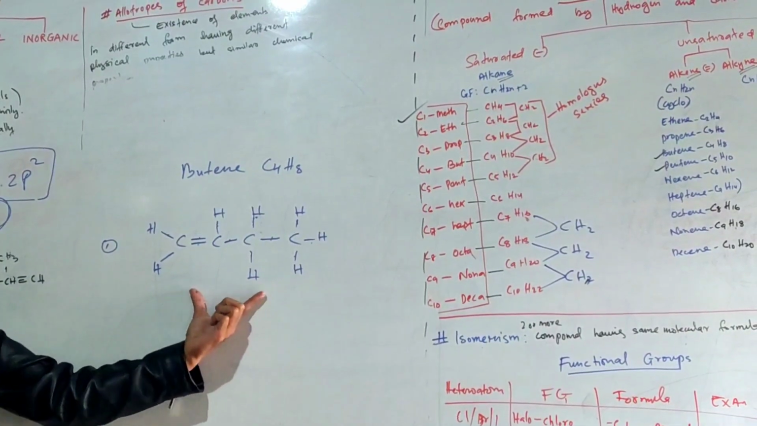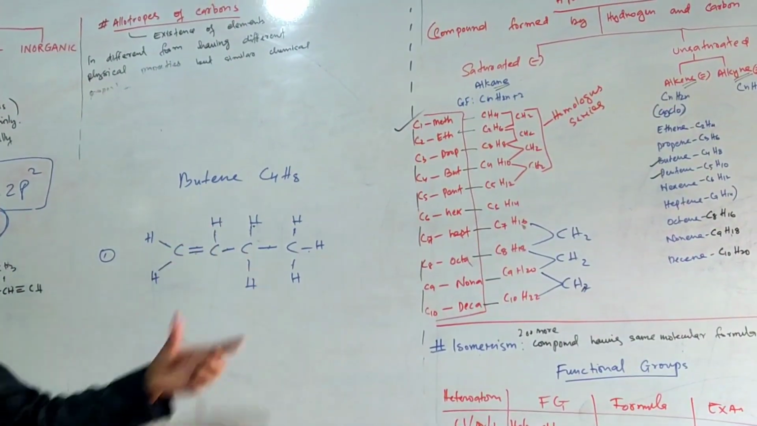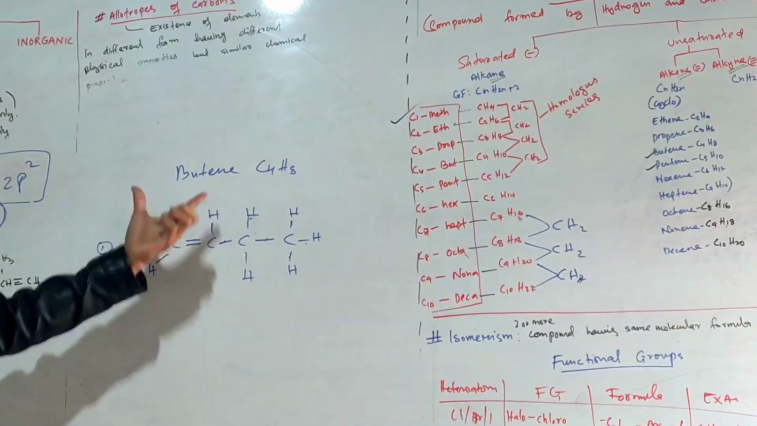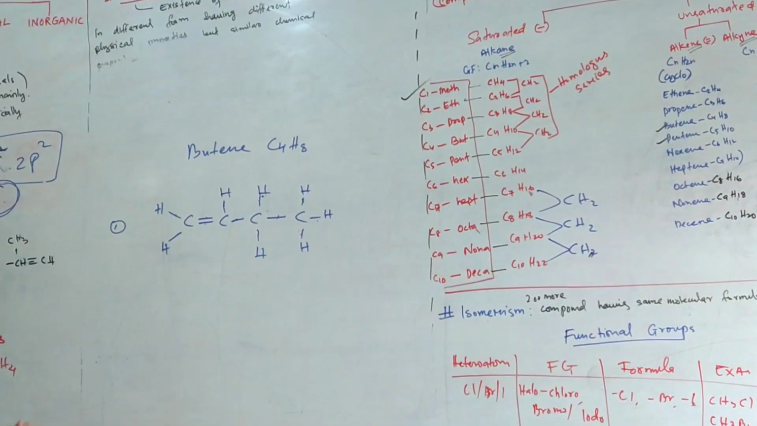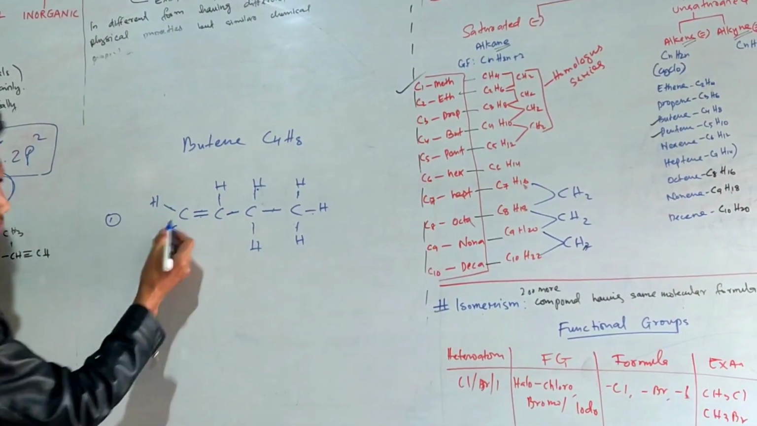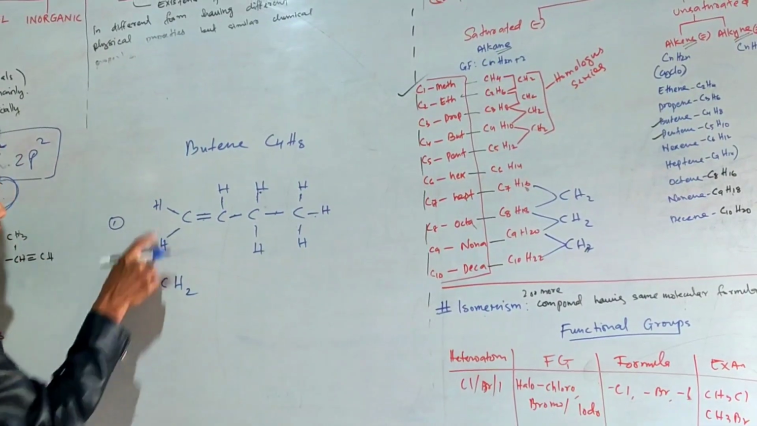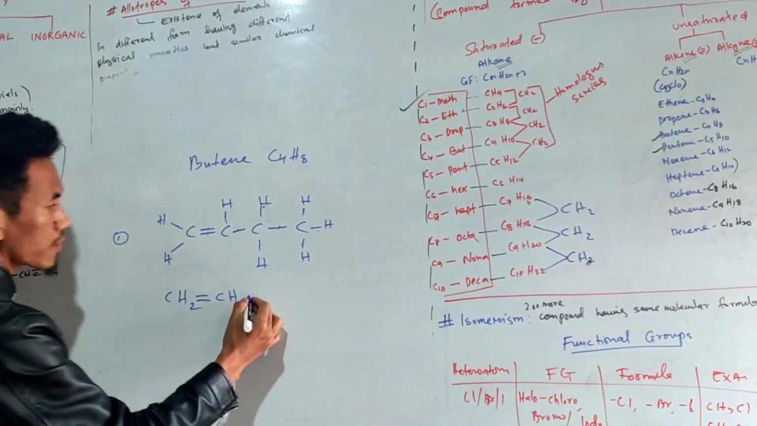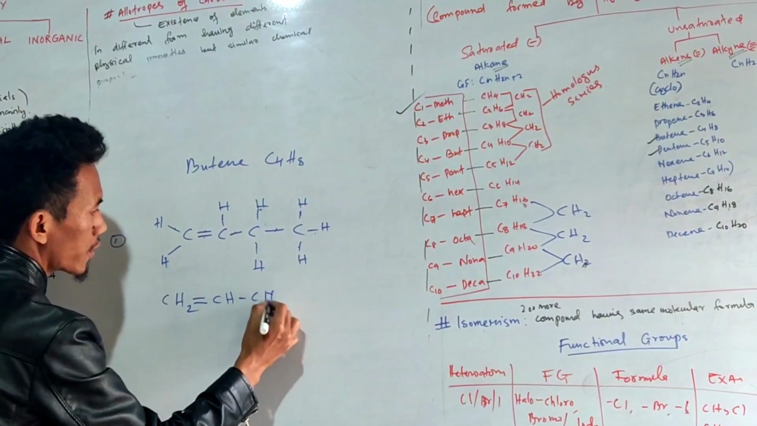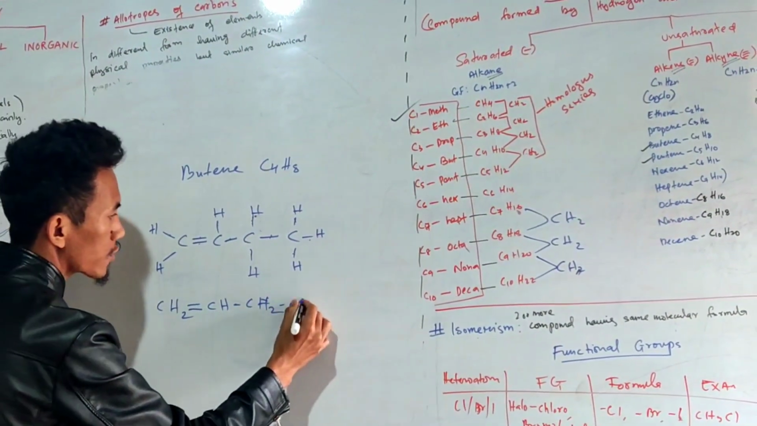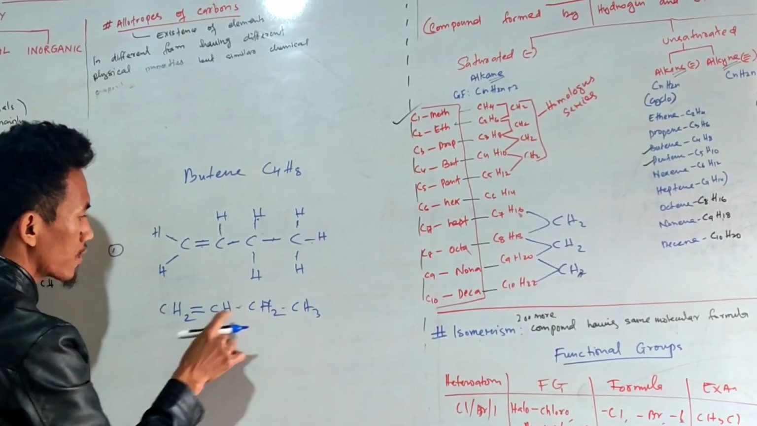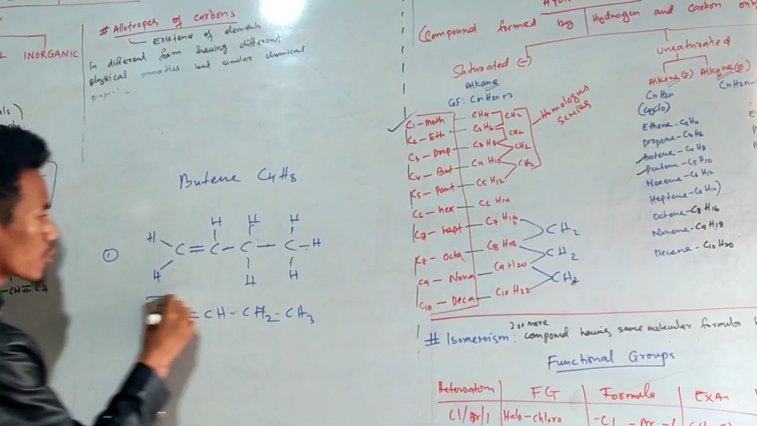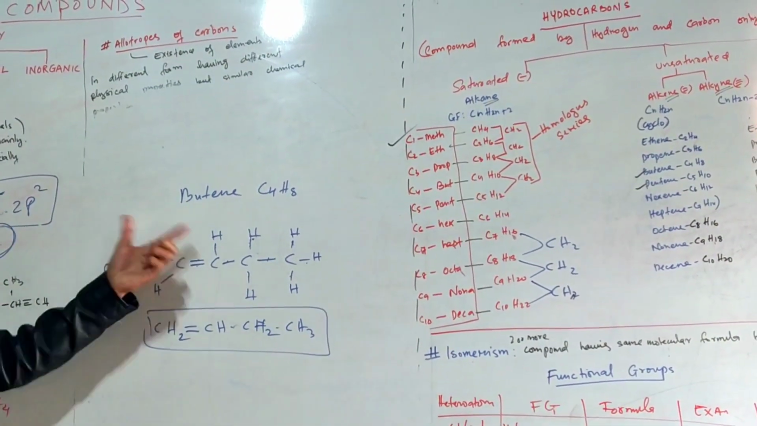This is one of the possible ways to write the structure of butene, C4H8. Okay, in short way we can write like this: CH2 double bond CH, CH2 and CH3. This is the short way to write this butene.